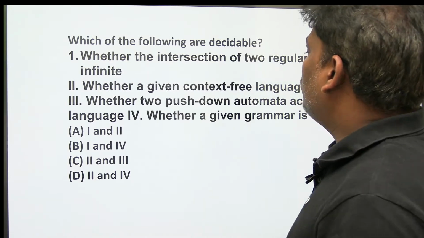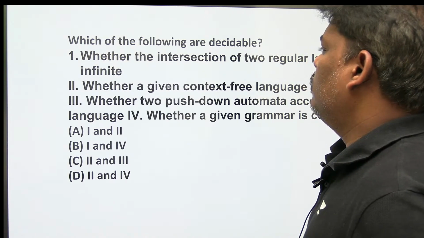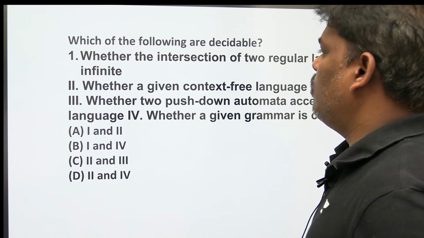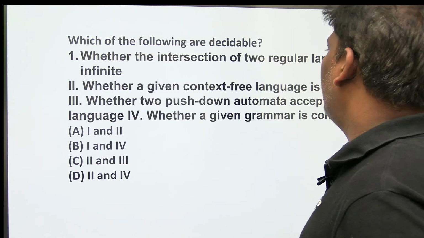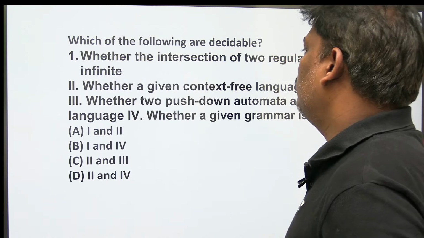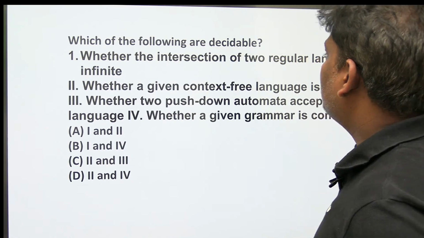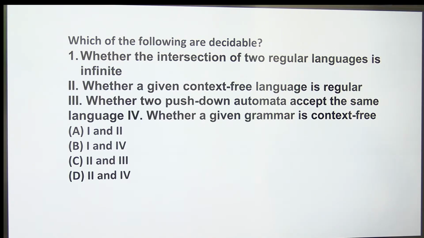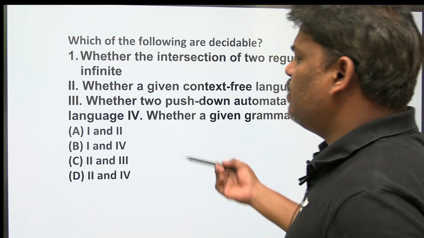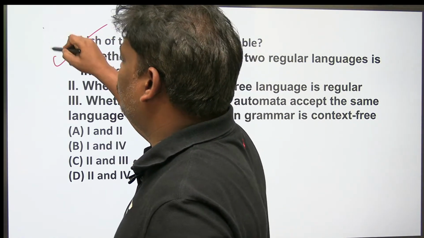Let's try. Which of the following are decidable? 1. Whether the intersection of two regular languages is infinite or not. See the intelligent way of giving. So infiniteness of regular languages. Checking infiniteness or finiteness of a regular language is decidable. So directly the same. So it is decidable.